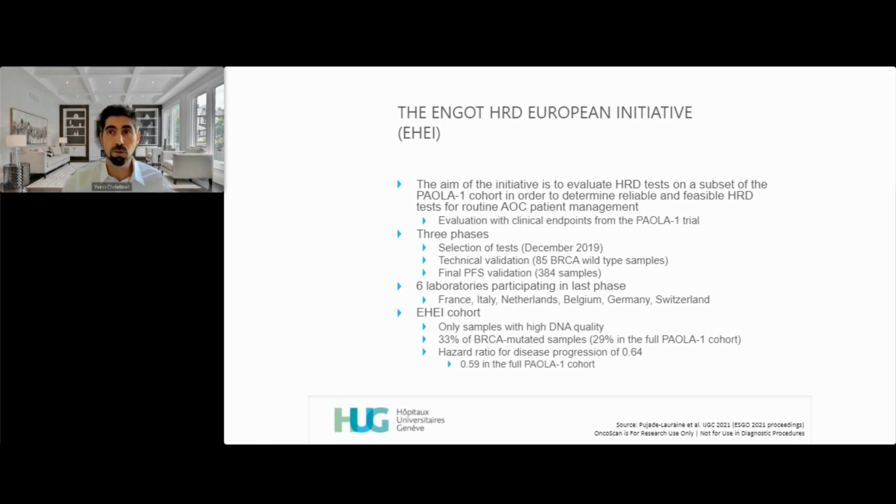So there were three phases. The first was a meeting in 2019 to get everyone around the table, say who has what. Then there was a first technical validation on 85 samples, just to make sure everybody could do the test they pretended they were doing. And then a final validation on 384 samples. So in total, that's 469 samples. That's not the full PAOLA-1 cohort, because we selected only DNA with high quality. But in terms of characteristics, the cohorts are very similar. And we had, in total, for the last phase, six laboratories participating from France, Italy, Netherlands, Belgium, Germany, and, since I'm here, Switzerland.